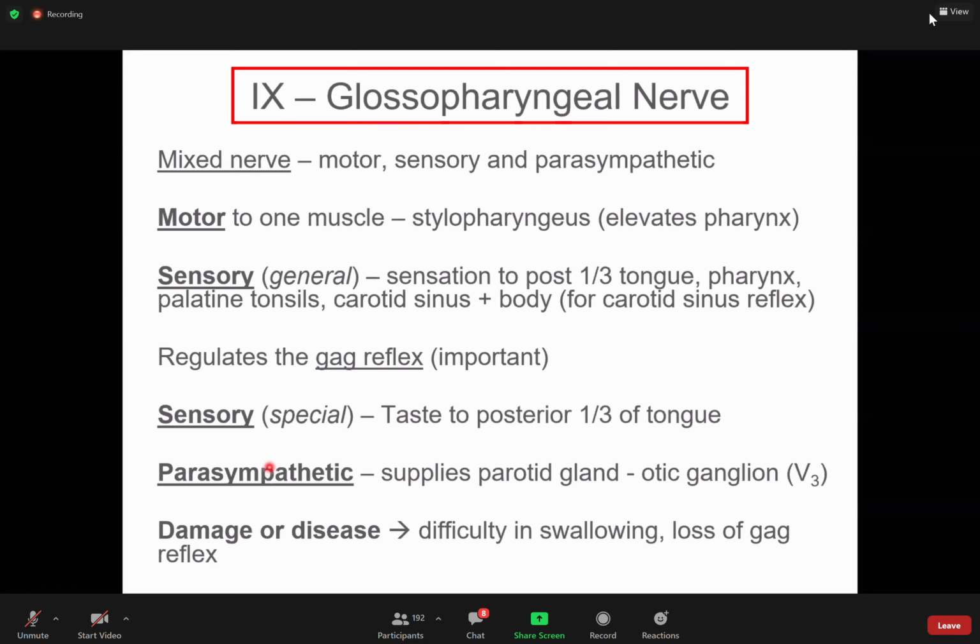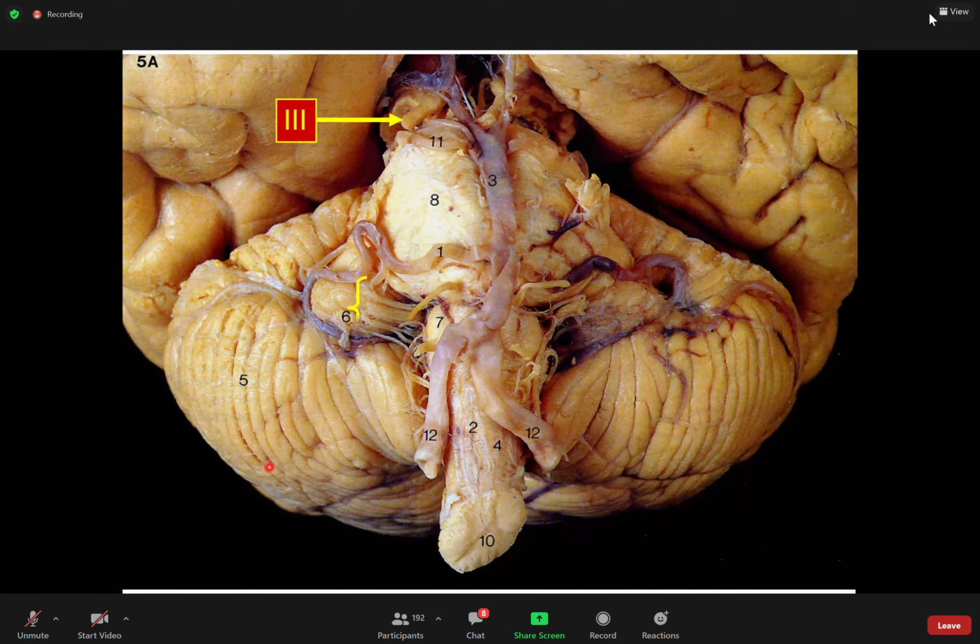So the 9th, 10th, 11th nerves are usually tested by seeing the gag reflex. You just touch the posterior part of the pharynx. If any component of the gag reflex is damaged, 9th, 10th, or 11th cranial nerve, you would have loss of gag reflex. You can see the 9th cranial nerve coming out just behind the olives.